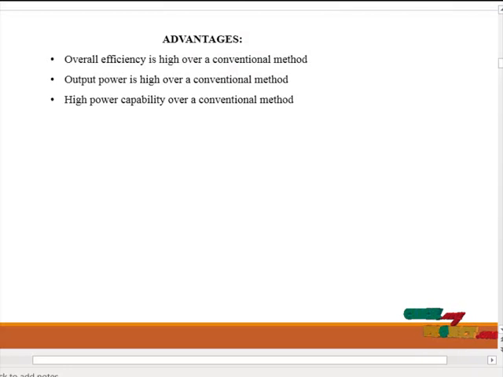Compared to the conventional method, our product's overall efficiency is high, output power is high, and it also has high power capability.